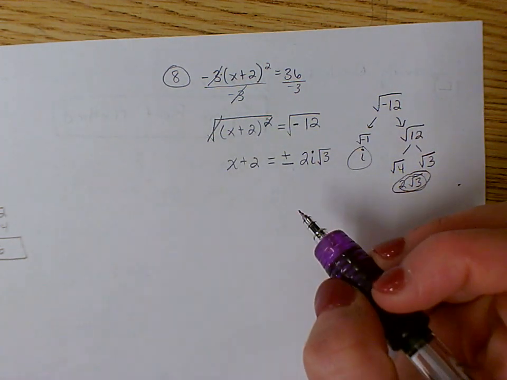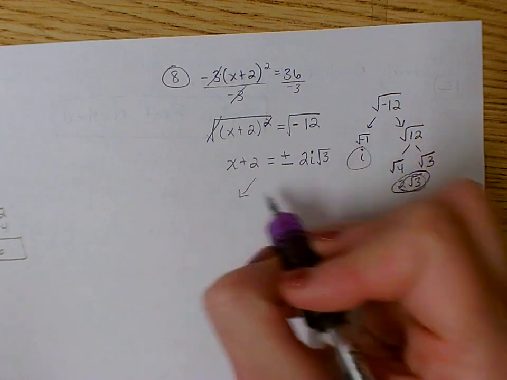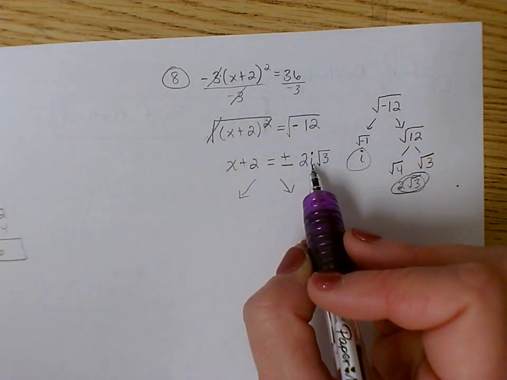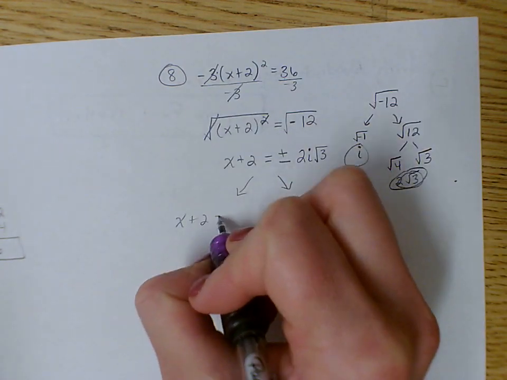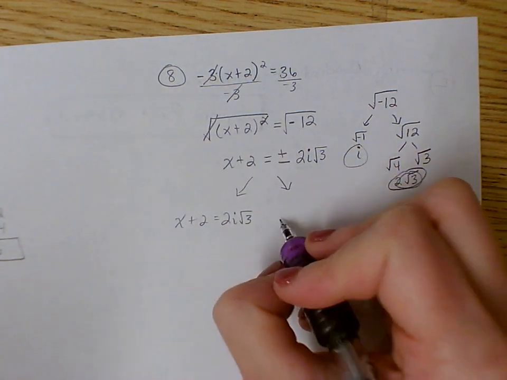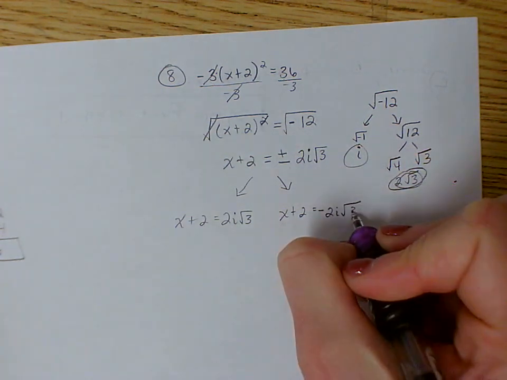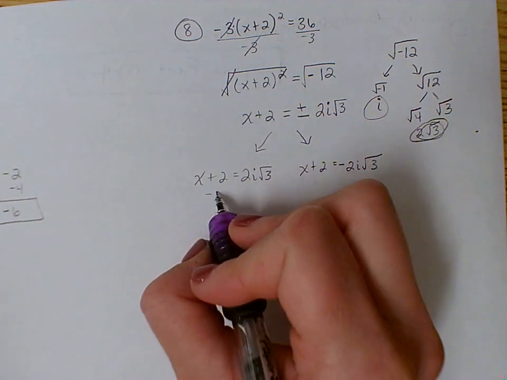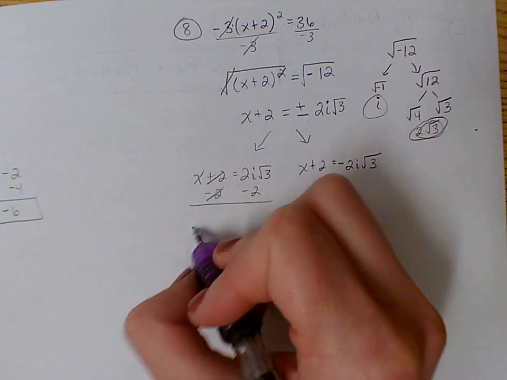All right, now because the x is not by itself, that's where you had to separate it into its two parts. You have to make it equal the positive answer, and then you have to make it equal that negative answer. So we got x plus 2 equals positive 2i square root 3. And then you have x plus 2 equals negative 2i square root 3. Okay, so get the x by itself. So to get the x by itself here, I've got to subtract 2. So 2 minus 2 is 0.